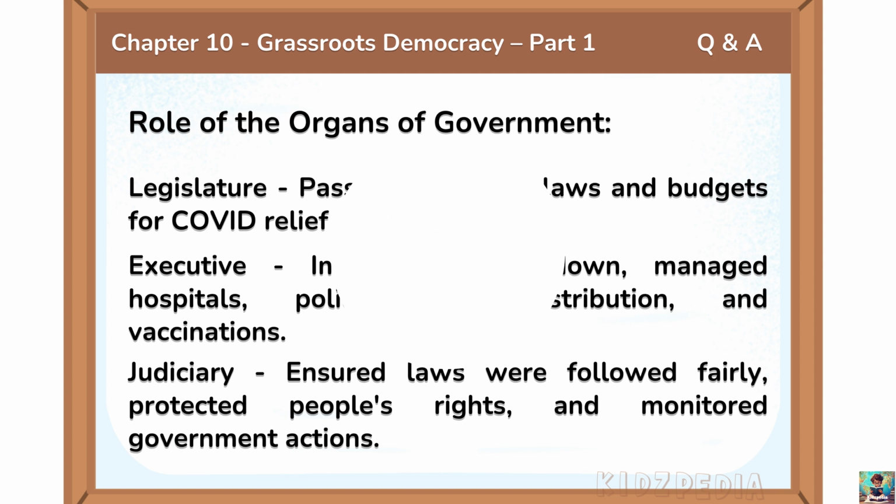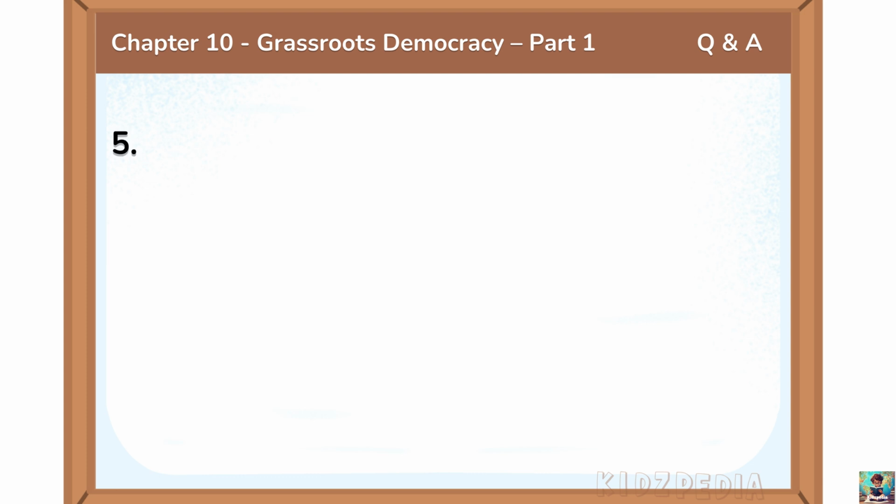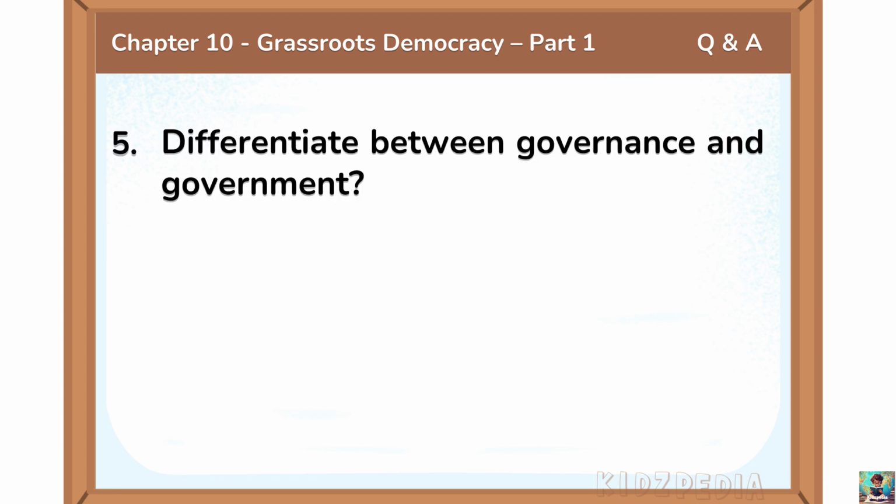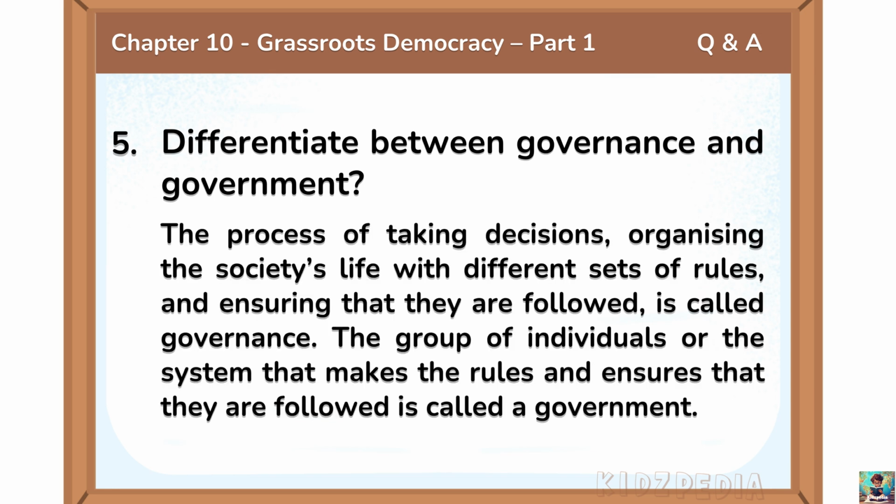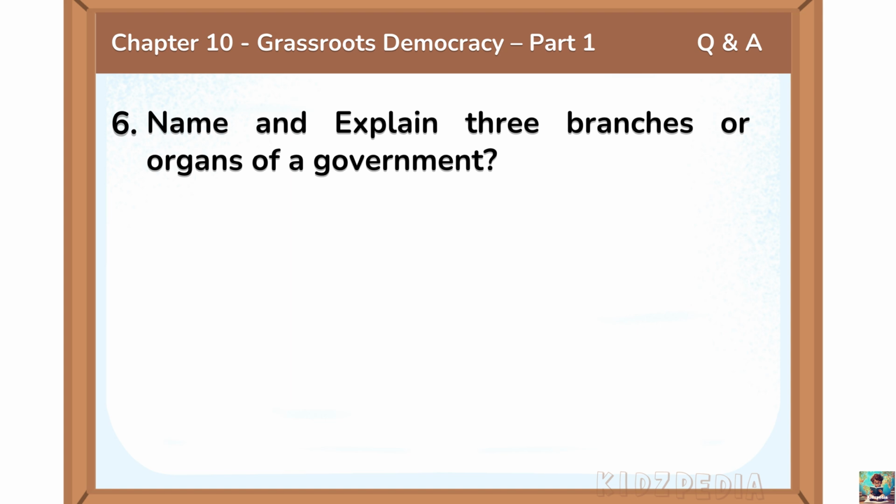Now, let's look at other important possible questions and their answers. Differentiate between governance and government. The process of taking decisions, organizing the society's life with different sets of rules, and ensuring that they are followed is called governance. The group of individuals or the system that makes the rules and ensures that they are followed is called a government.